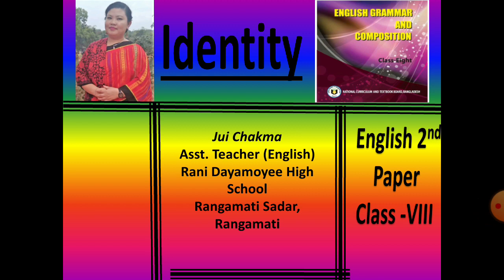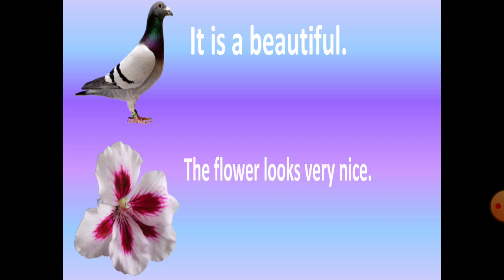I am today conducting a class once again in English grammar and composition for class 8. Let's observe some pictures with some examples. First one is, "It is a beautiful." Next one, "The flower looks very nice." Now dear students, compare these two examples. Which one perfectly expresses the meaning? "It is a beautiful" or "The flower looks very nice"?